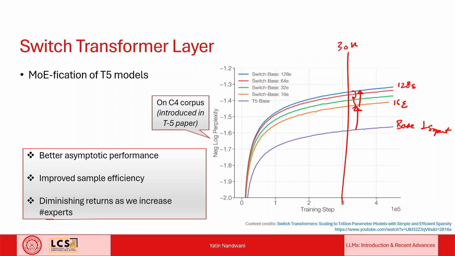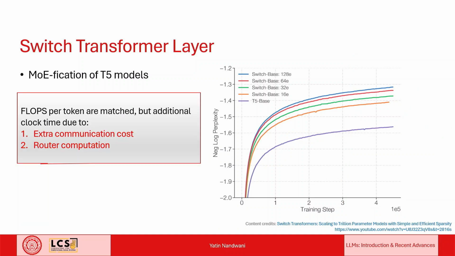Now here on the x-axis we have training steps, right? Now one may ask, what about training time? Because you have overhead computations, you have routing, and because you are using expert parallelism, you need communication across experts. That also adds up to computation time.